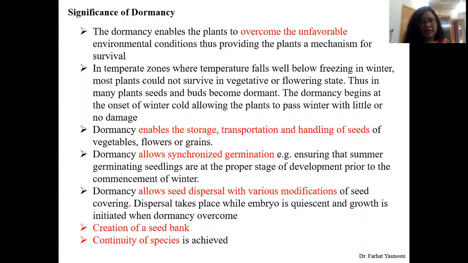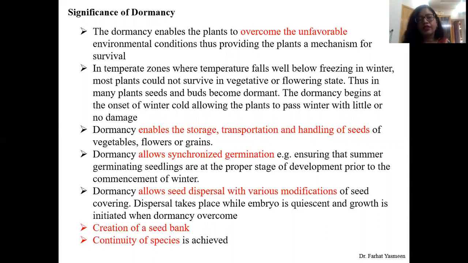The second significance is that dormancy enables the storage, transportation, and handling of seeds, vegetables, flowers, or grains. Because you all know that storage is a very important process for growth and survival, and transportation is also very important, as is handling of seeds.